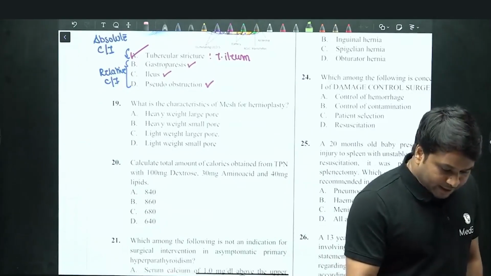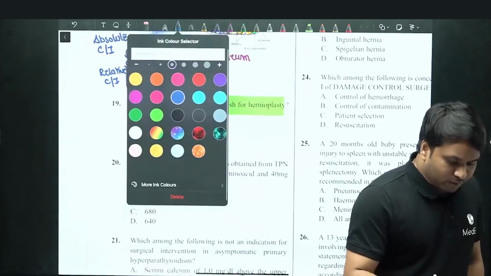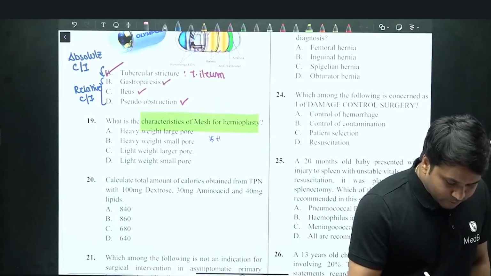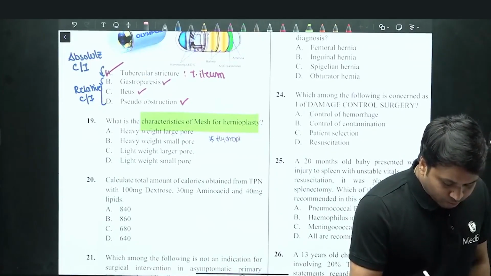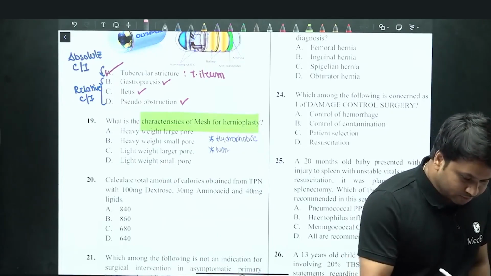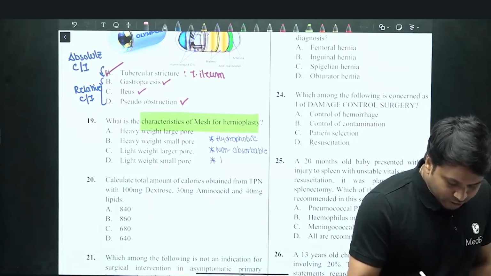Now, question number 19. What is the characteristic of mesh for hernioplasty? When you talk about the ideal characteristics of the mesh in hernioplasty, number one, it should be hydrophobic. It should repel water. Number two, it should be non-absorbable. It should be lightweight.